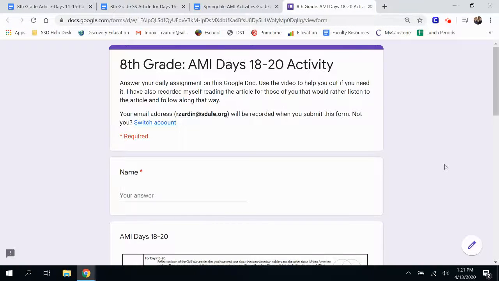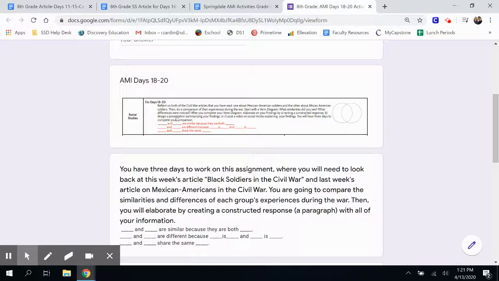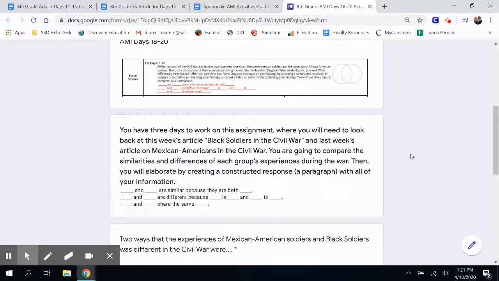Okay, so in my Google form that I'm going to have you fill out, I've pasted that exact instructions from the packet, and then I've kind of broken it apart. So instead of having you actually create a Venn diagram, if you want to on paper, create a Venn diagram and have on one side Mexican American and on the other side African Americans or Black soldiers in the Civil War, and do similarities in the middle between them and then the differences on the end, you're welcome to do that and take a picture and send it to your teacher. But I'm going to have it set up on my Google form here where you can do it without putting it in the Venn diagram form, but it's going to be the same thing.